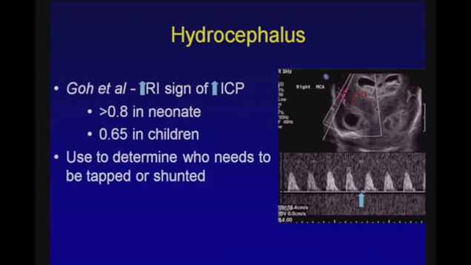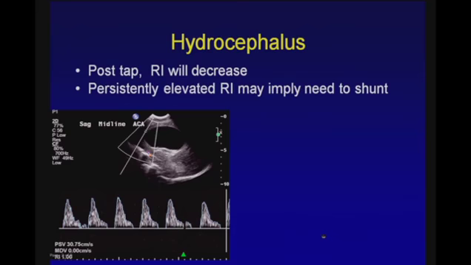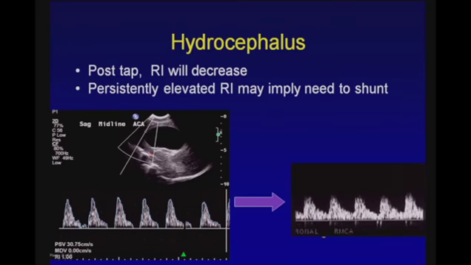Go and colleagues demonstrated that infants with resistive indices greater than 0.8 were at advantage of getting tapped or shunted because they did have increased intracranial pressure. What happens after a tap is the diastolic flow increases with a normalization of the resistive index. If there is continued hydrocephalus, you may not see a response to the taps, and that may imply a need to actually get a ventricular peritoneal shunt.